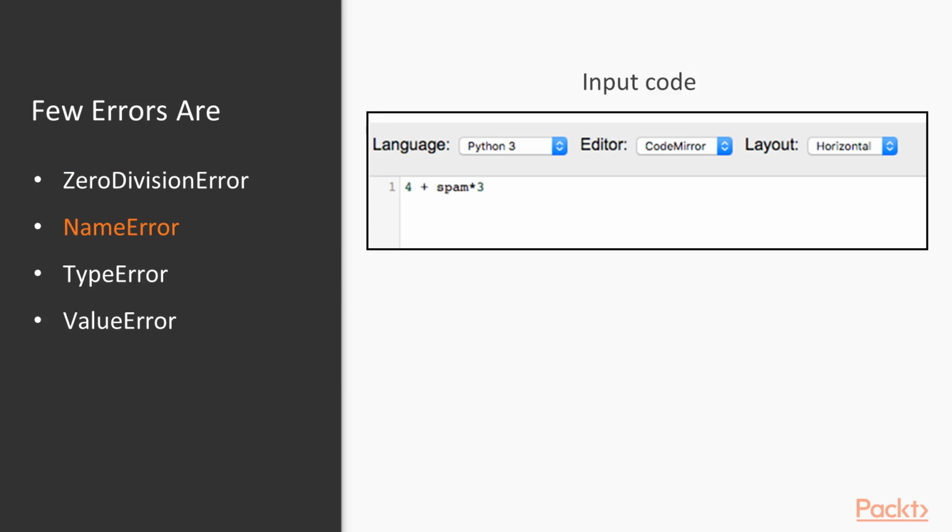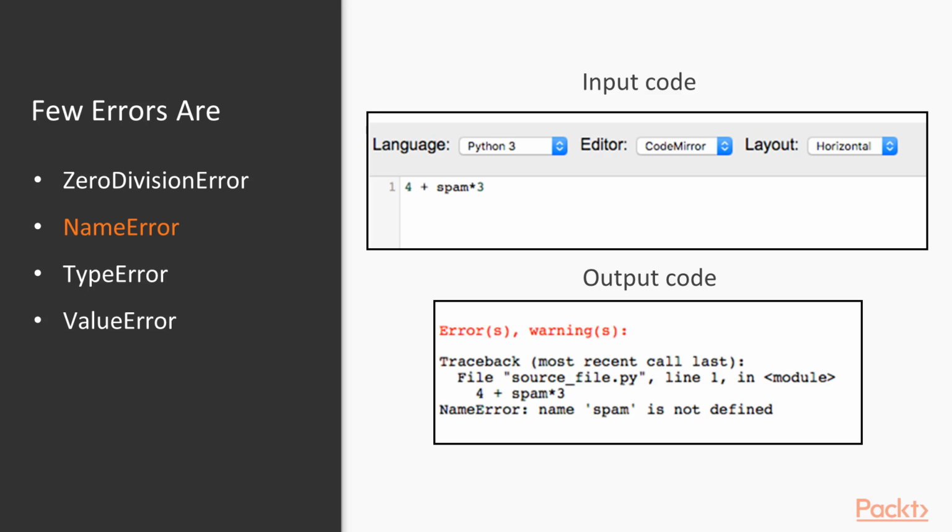Second is a name error. Name error is usually when you're trying to use a name that has not been defined, for example in an arithmetic operation. So as soon as you compile that code, you will have a name error mentioning that name spam, or a string, whatever you have mentioned in the line of code, is not defined, which is bound to give you a name error.